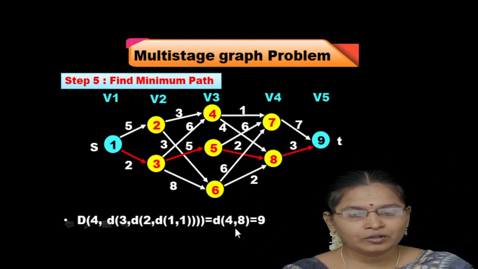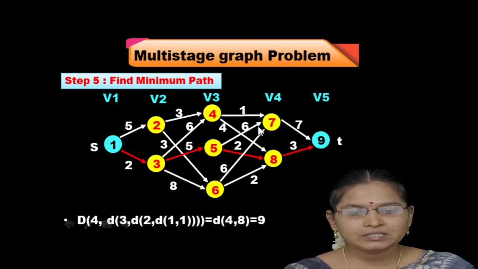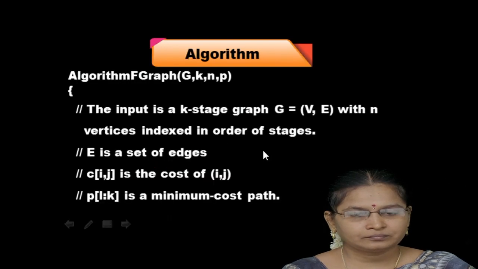Finally, D of 4, 8 equal to 9. So, construct the path from 8 to 9. So, the final path is from the source 1 to 3rd node. Next, we have to move on to 5th node and move on to 8th node and the final destination node. This is the minimum cost path.